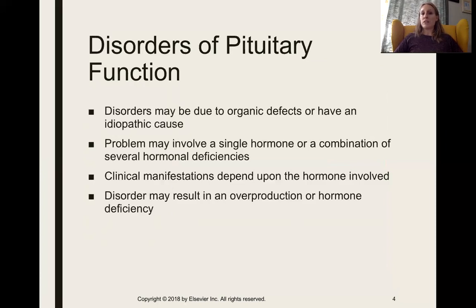The various dysfunctions can be related to structural damage. They can be related to things such as tumors. They can be related to disease processes, or they can be idiopathic and we might not know the cause. And when we're looking at the various disorders, we're going to look at what is dysfunctioning, and it's going to vary depending on what is missing and what hormone we are lacking or what hormone we have too much of.